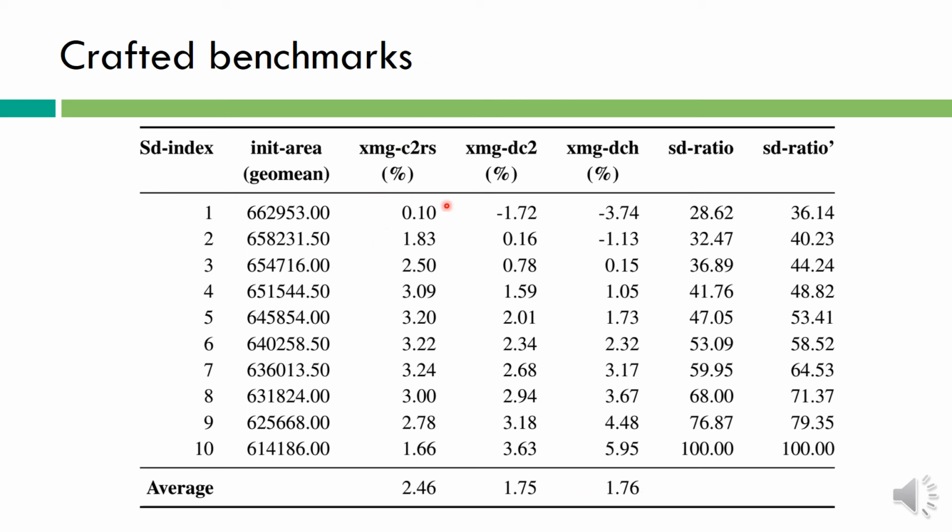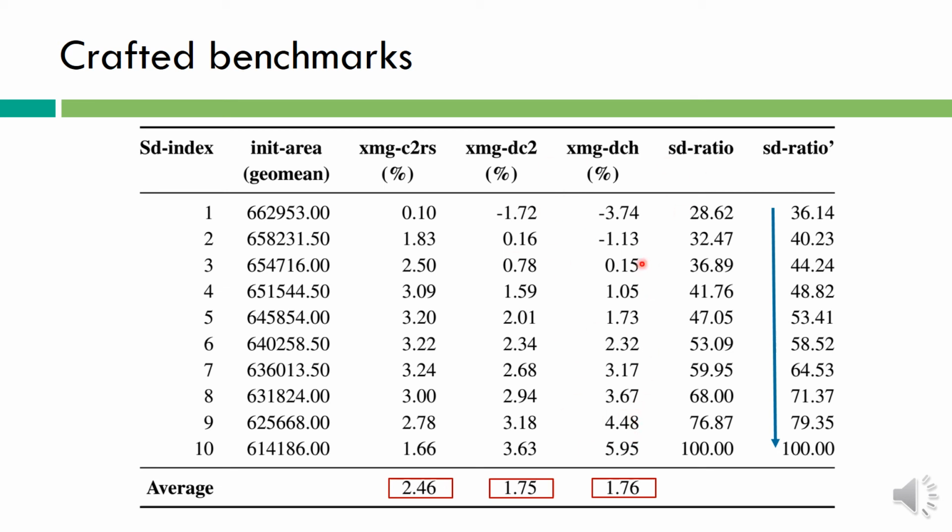This is the improvement which we get by using XMG-based logic synthesis over standard ABC scripts like compress2rs, DC2, and DCH. This is the SD ratio, which symbolizes how much self-duality is in the circuit. As you can see, as we increase the SD index from 1 to 10, the self-duality is increasing, right? And we can see that as the self-duality is increasing, the improvement of XMG over these ABC scripts is also increasing.